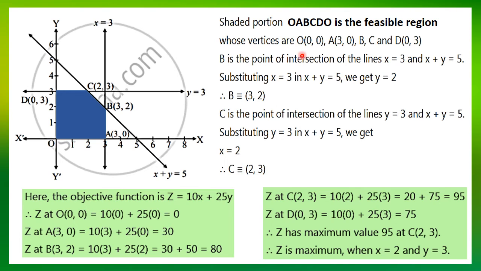Now, after getting these coordinates, we will substitute all these coordinates in the objective function 10x plus 25y. So we get the values corresponding to these coordinates as 0, 30, 80, 95, 75. So z has the maximum value 95 at the point C with coordinates 2 and 3. So we say that z is maximum when x is equal to 2 and y is equal to 3.